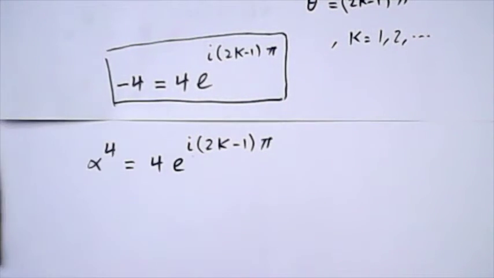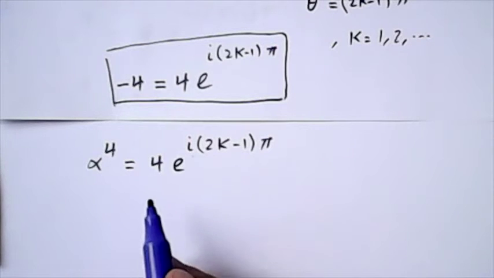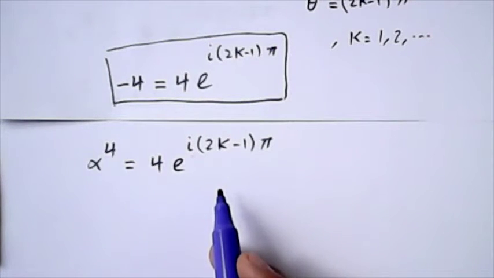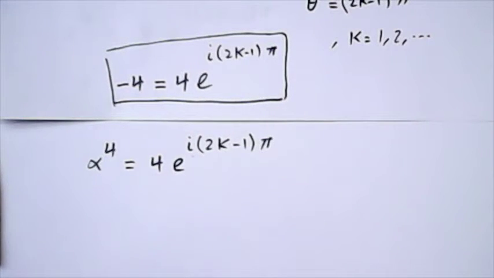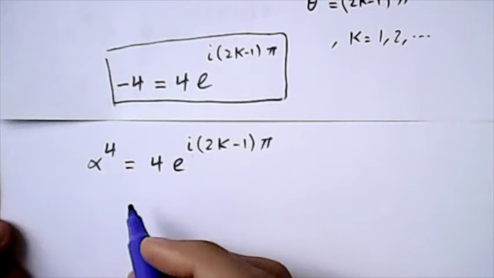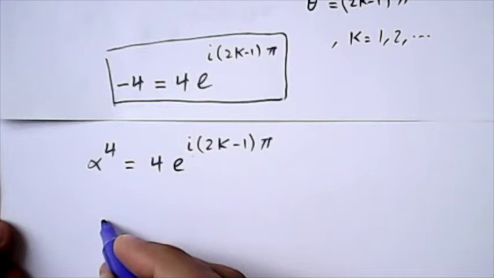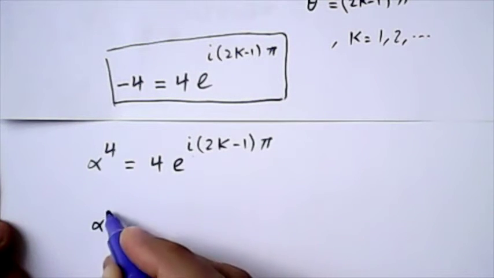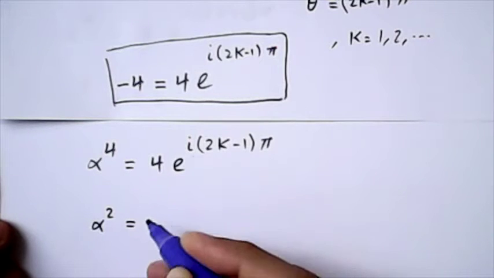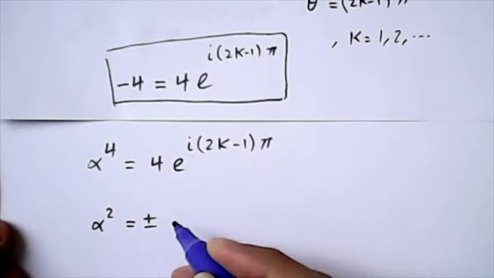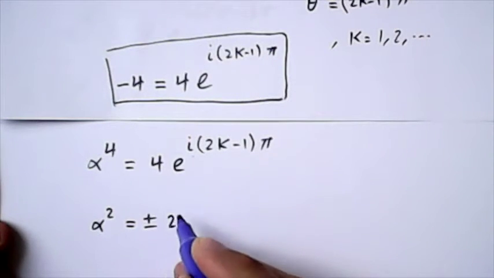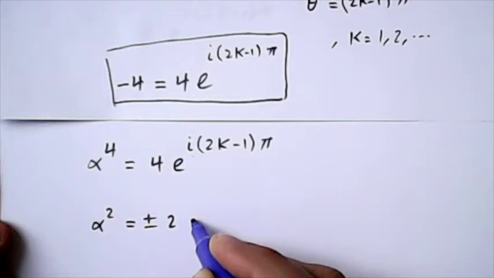Now let's start taking the square root of this, and it would be pretty straightforward to find the roots of alpha. So let's take the square roots. Alpha to the power 2 equals plus and minus 2, since the square root of 4 is 2.